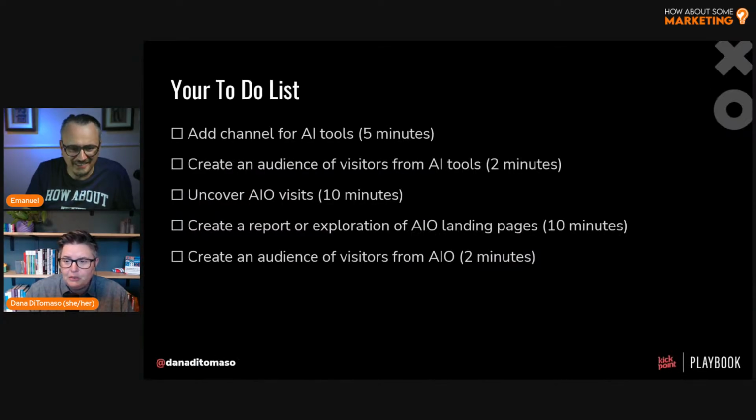All right, so here's your to-do list. I've added time periods in now. So adding a channel, 5 minutes. Create an audience. That's going to take you 2 minutes. Uncover AIO visits. It'll take you 10 minutes. Create a report or exploration, 10 minutes, maybe more if you haven't created a report or exploration before. And then creating an audience, also 2 minutes. This is something real quick you can do. We're talking about less than an hour of work now.